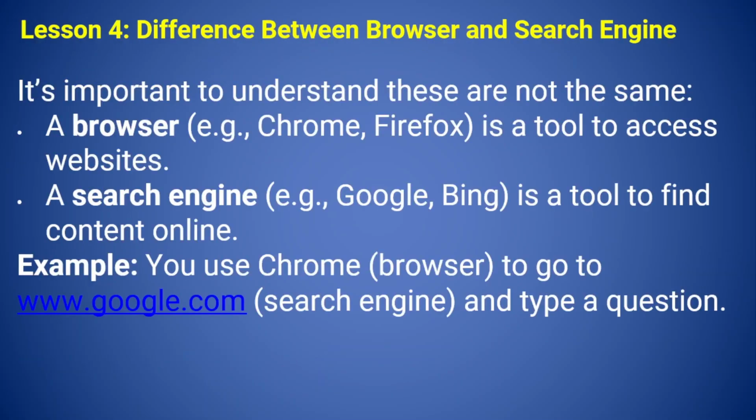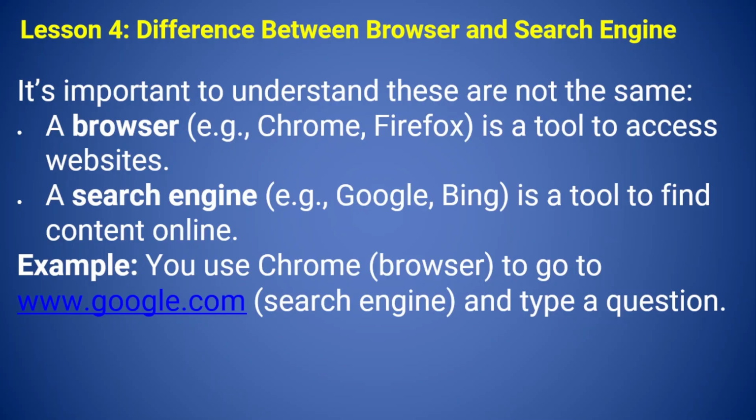Now, welcome back. This is lesson 4, the difference between browsers and search engines. It is important to understand these are not the same. A browser, for example Google Chrome or Firefox, is a tool to access websites. Chrome is just an application that enables you to access websites. It is not a search engine like Google or Bing. A search engine is a tool to find content online.